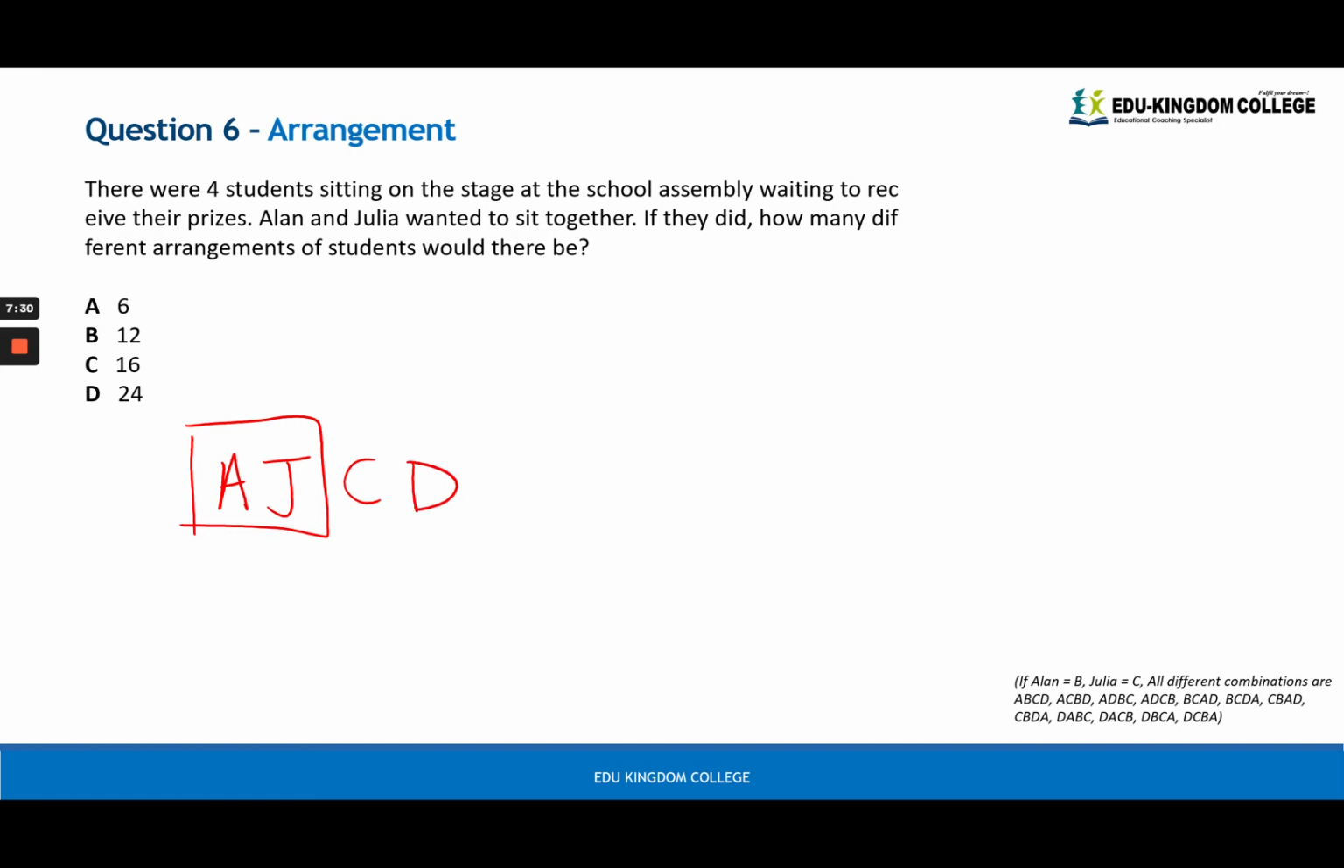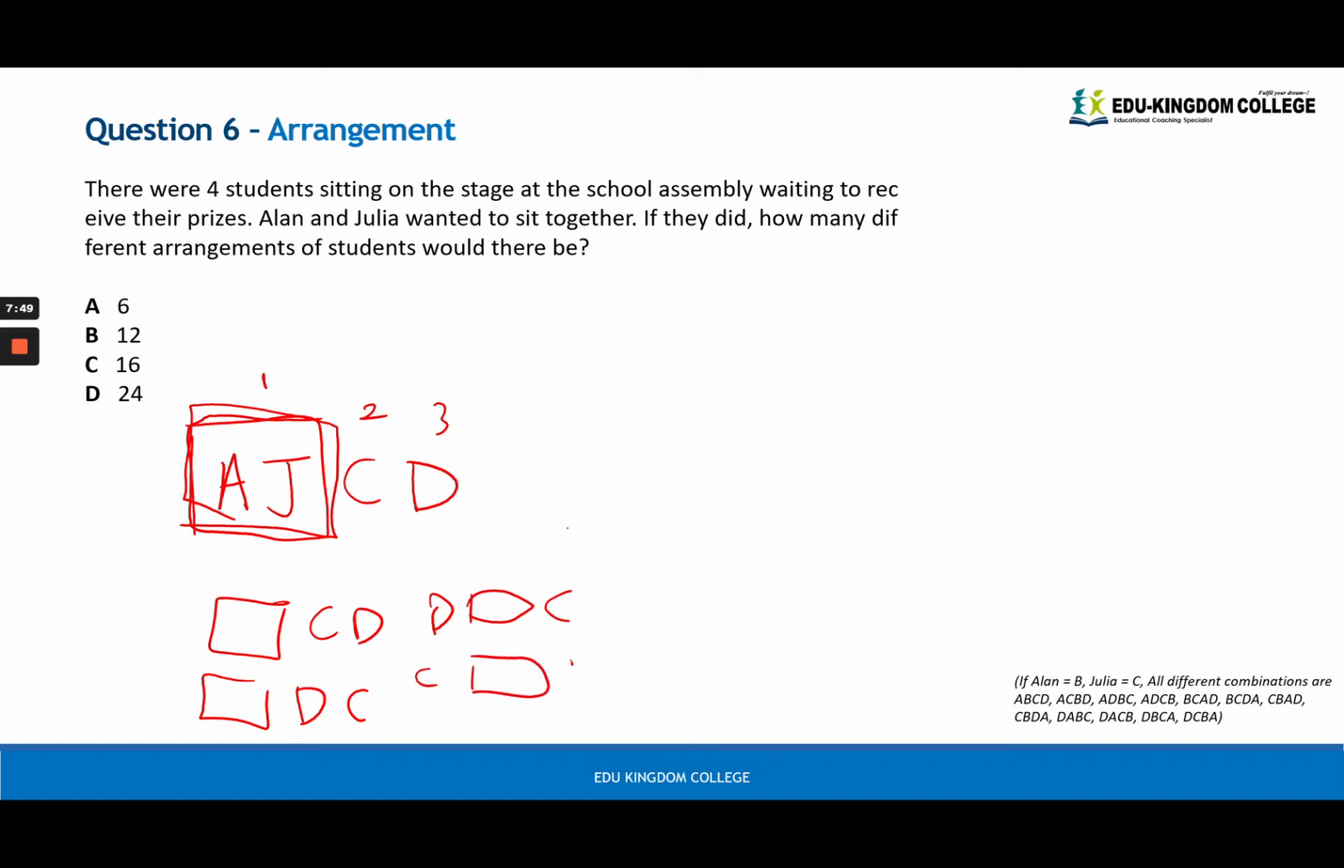Okay, now if we group Alan and Julia, imagine they are linking arms. They can only travel together. Then we can have 1, 2, and 3 elements that move around, right? So we're going to have the box CD, box DC, D box C, C box D. So the box is A and J, okay? And then we can also have CD box, DC box. That is a total of 6.